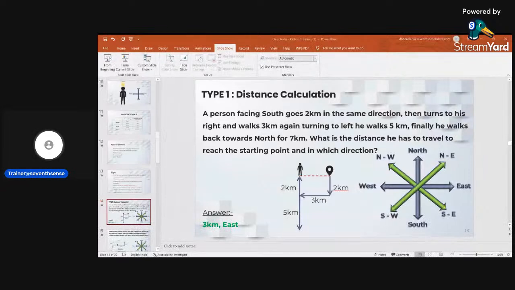Okay, so this is the second problem. A person starts walking towards east. After walking 30 meters, he turns left and walks for 10 meters straight. Again he turns left and walks for 45 meters, and again turning to his left, he walks for 10 meters. How far is he from his starting point?